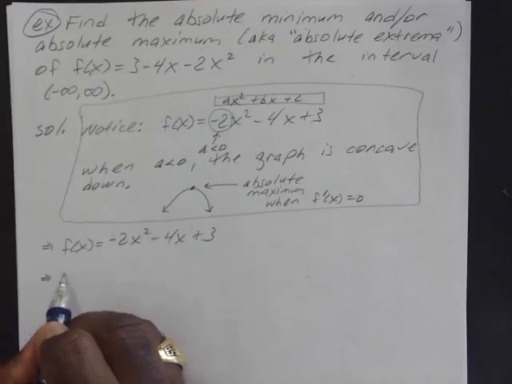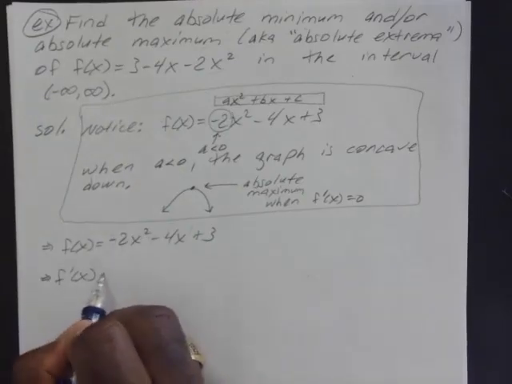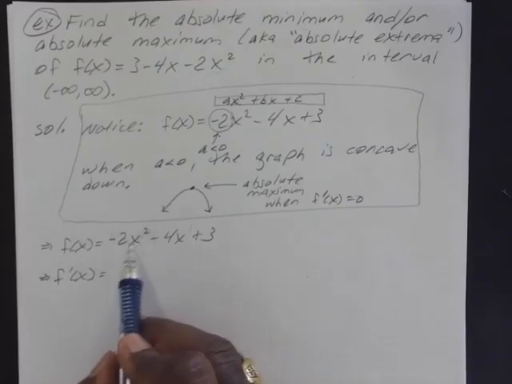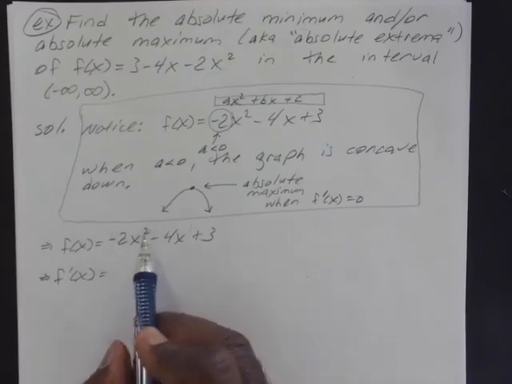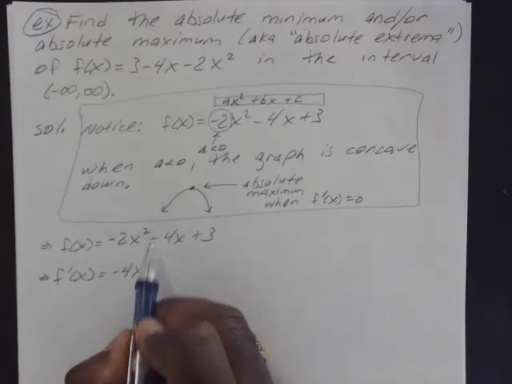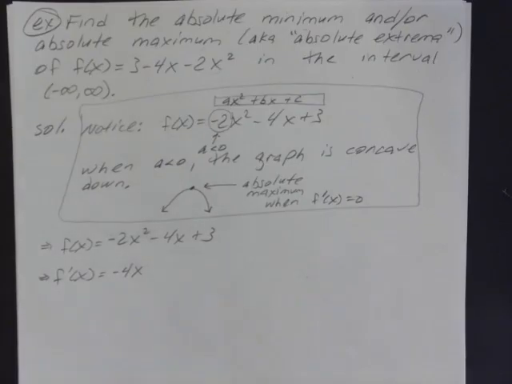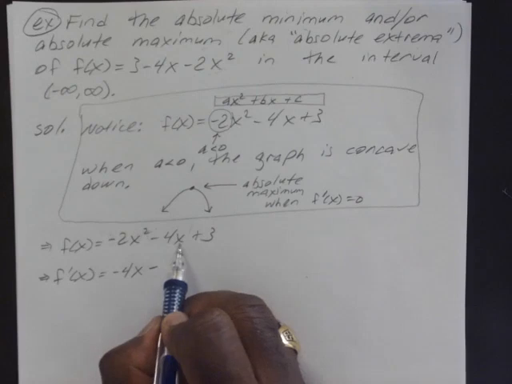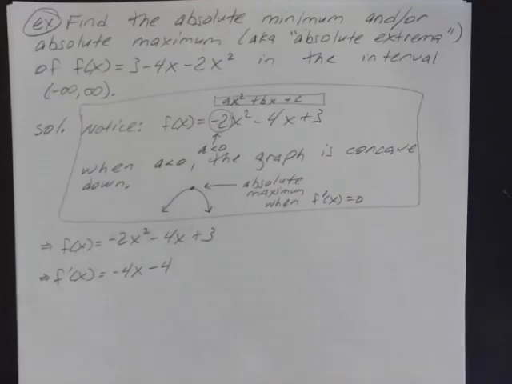So to find our derivative, we do the power rule. So we have negative 2. We bring down this 2. So negative 2 times 2 is negative 4 times x to the power of 2 minus 1, which is just 1. So that's negative 4x. Minus 4 times the derivative of x. Well, derivative of x is 1. So negative 4 times 1 is just negative 4. And the derivative of a constant is 0, so that just disappears.